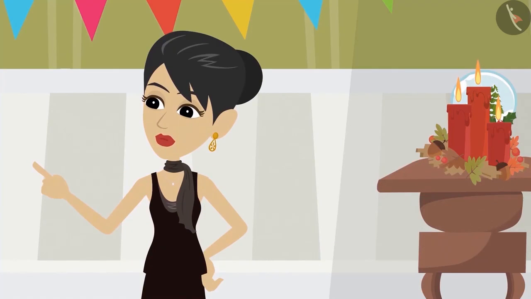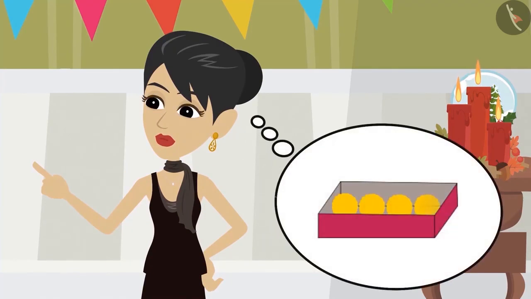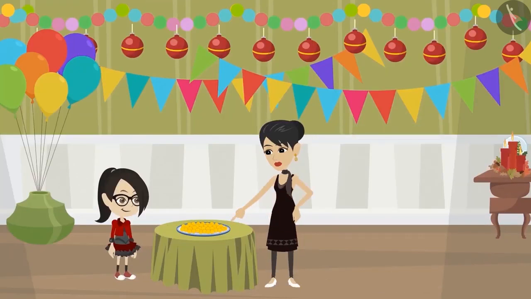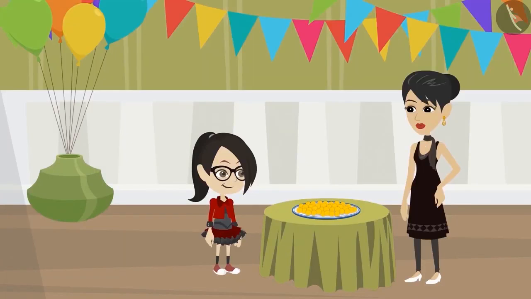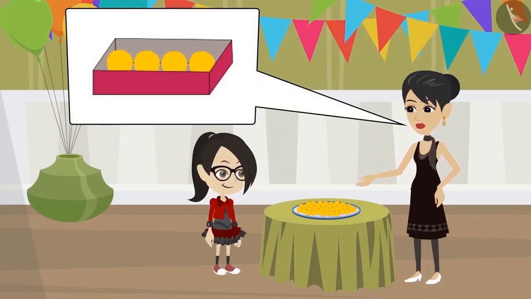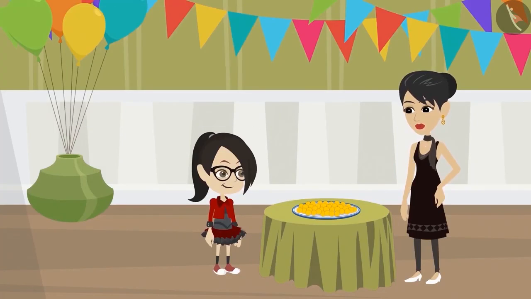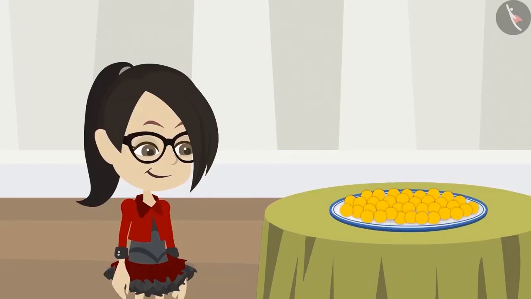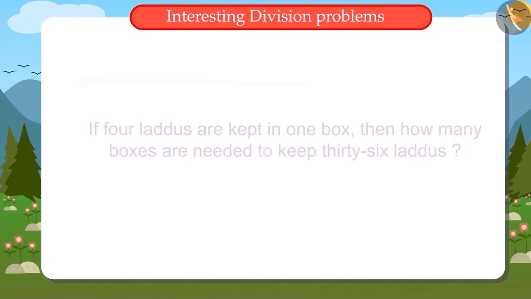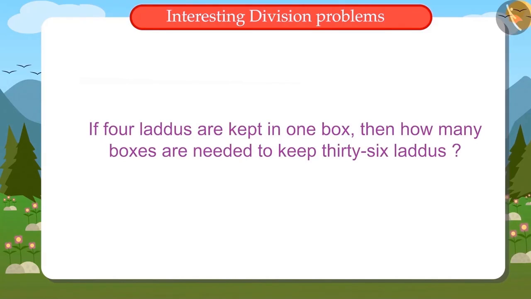She only knows that 4 laddus are to be kept in one box. She asks Vandana to count the laddus and bring that many boxes, so that all the laddus can be kept when 4 laddus are kept in one box. Now Vandana has to find out that if 4 laddus are kept in one box, then how many boxes are needed to keep 36 laddus?